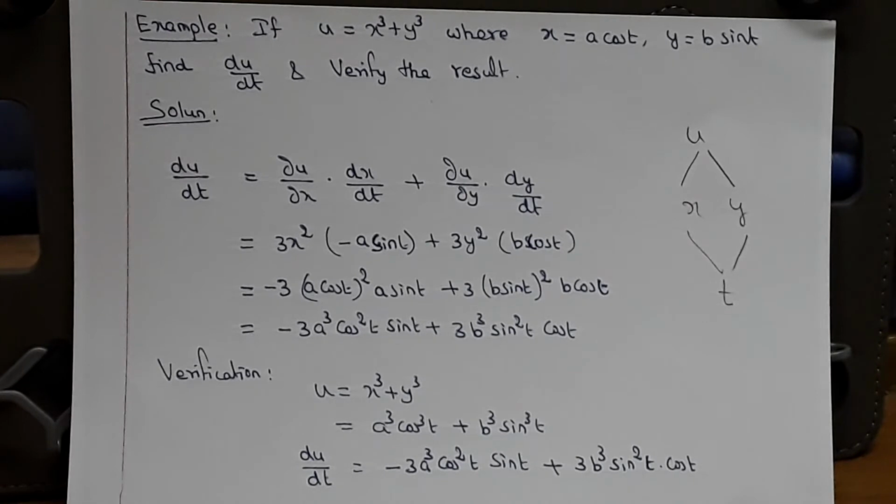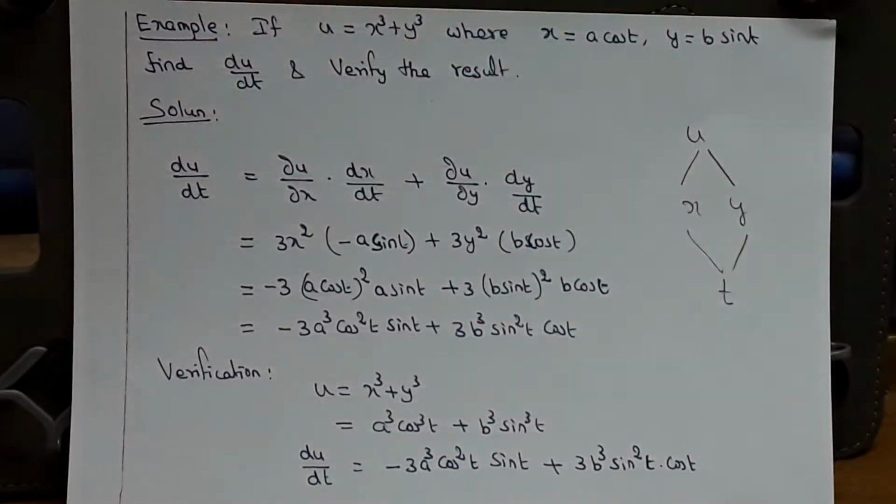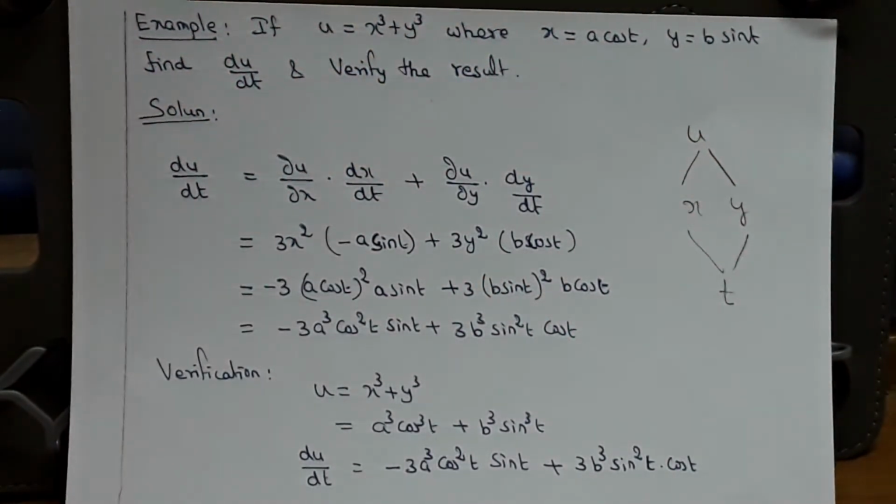Let's see one example. If u is a function of two variables x and y, that is x cube plus y cube, where x is equal to a cos t, y is equal to b sin t, that is u is a function of x and y. X and y are functions in terms of t. So we can find what they have asked, find du by dt and verify the result.